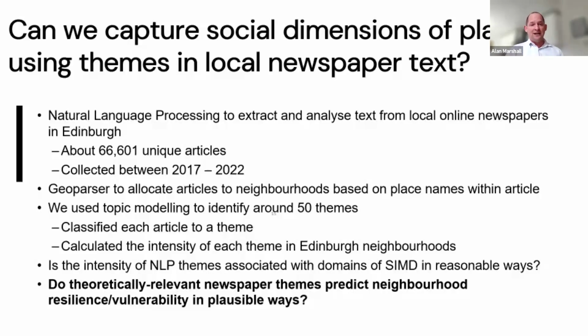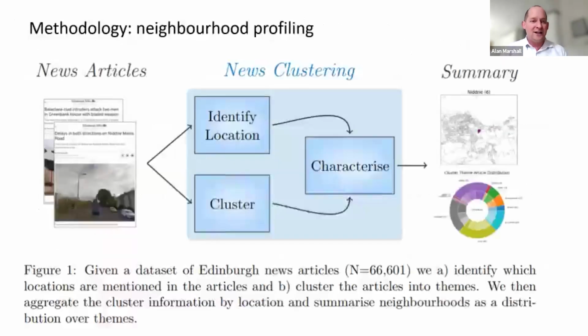And then we were interested in validating this, and we thought about two particular ways to do this. First, is the intensity of those themes associated with domains of the Scottish Index of Multiple Deprivation in reasonable ways? And then secondly, do theoretically relevant newspaper themes predict neighbourhood resilience and vulnerability in plausible ways? And I'll say a bit more about what I mean by resilience and vulnerability in a later slide. So here's a slide showing the process.